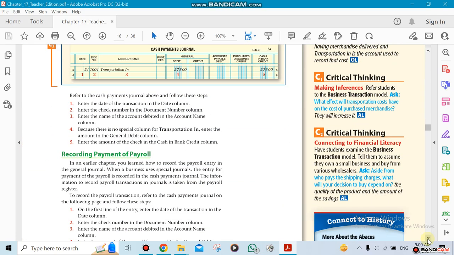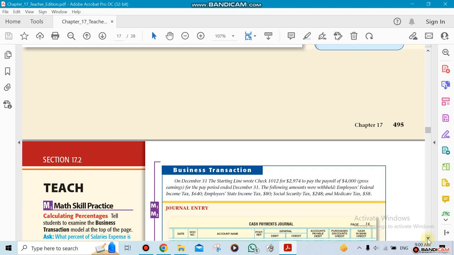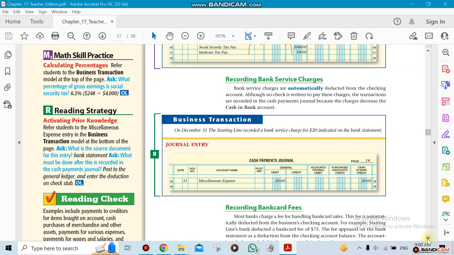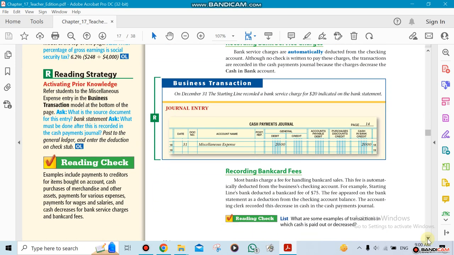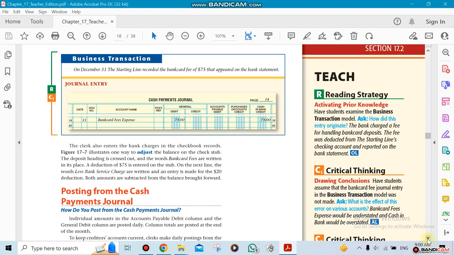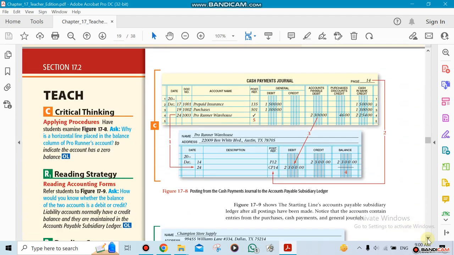Remember, there are two separate journals, right? This is the cash payment journal. The other one was the purchasing journal. Remember that when you use the purchase journal, that means you haven't paid yet. Cash means you already paid, because the purchase is when you are going to pay. Okay, let me show you how it's going to look.